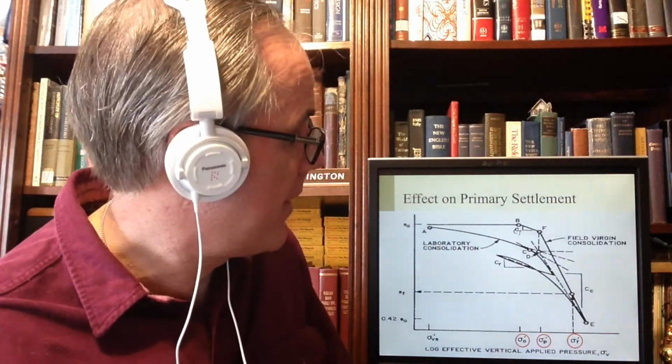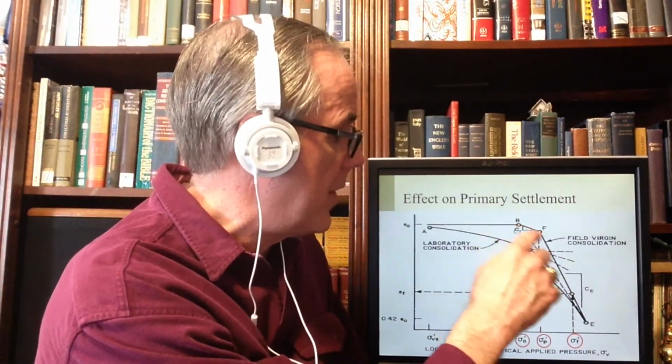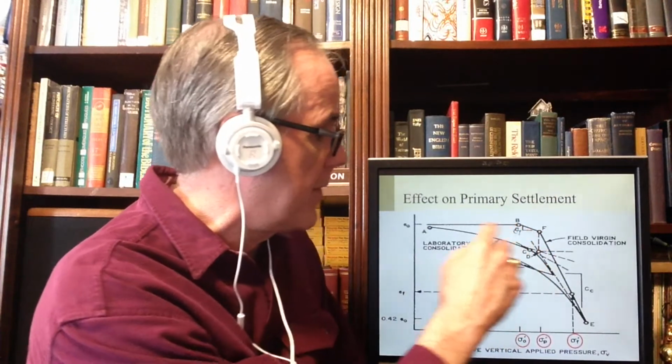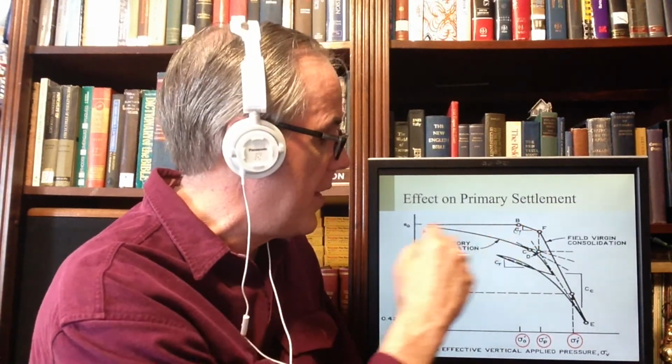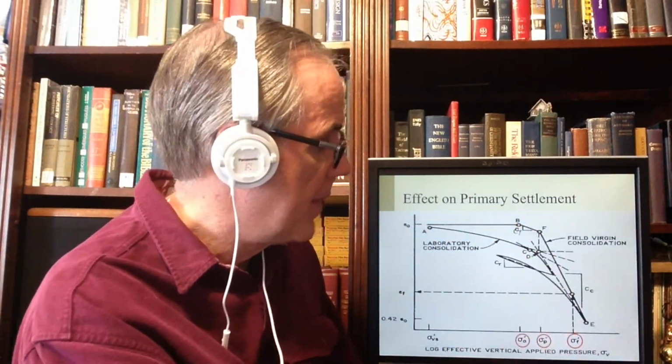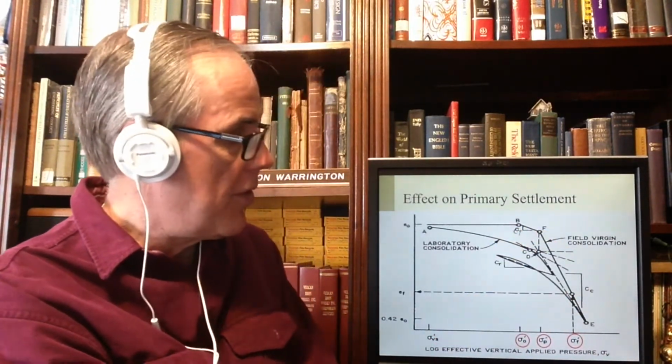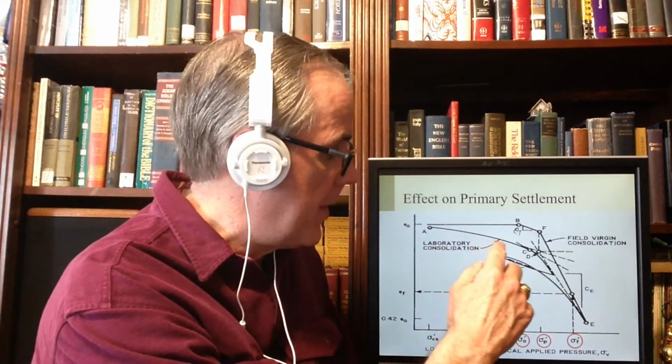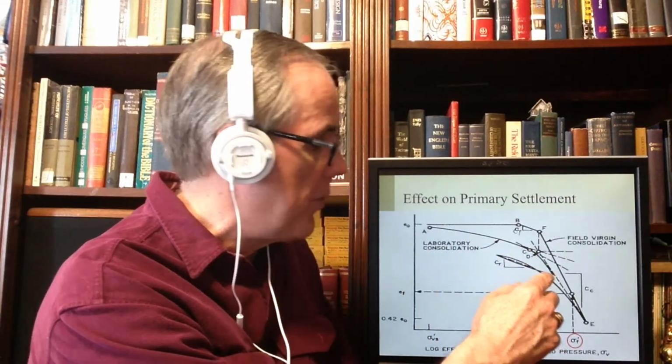In any event, first it compresses more than it does back here, but not as much. And then it reaches the point where it gets past its past, so to speak, and then it drops down to C sub C like it does with normal clays. But there's an extra region in here. And you're going to notice that many times they will take a consolidation test and then do an unloading test, which is very common in consolidation tests.